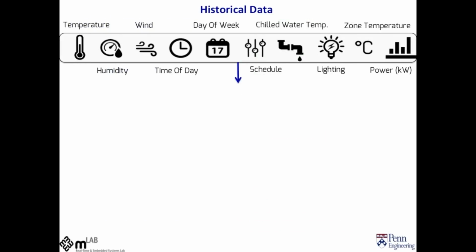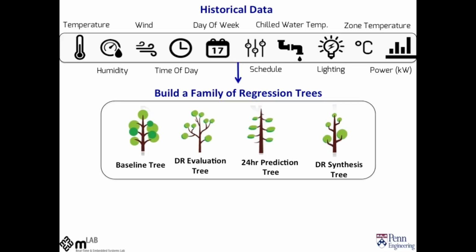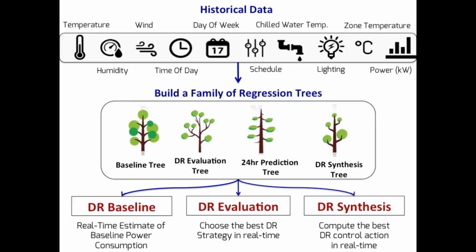So once we have historical measurements of these different kinds of data sets, the idea in DR Advisor is that we are going to learn a family of regression trees rather than any single tree, with different trees responsible for a different demand response challenge that I'll briefly talk about. So there could be some tree which is solely dedicated to predicting the baseline power consumption, and some tree dedicated to figuring out the response or the actual control.